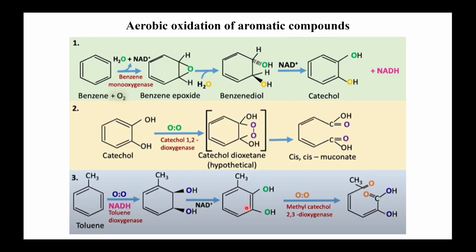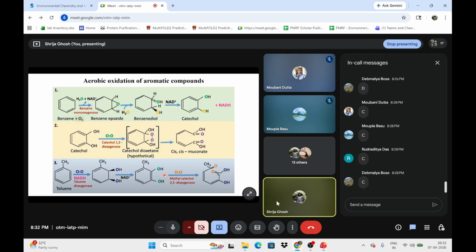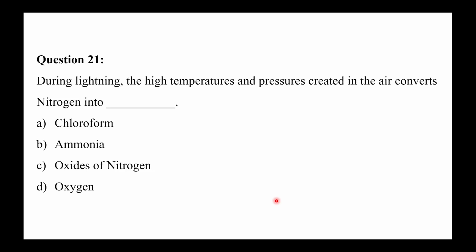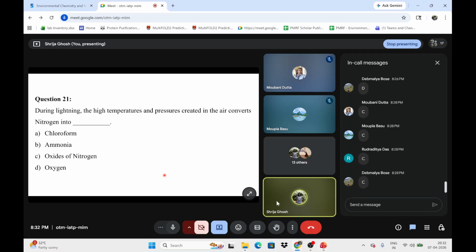Okay, so once 2 OH groups are added, this is called catechol. And then that catechol, methyl catechol, will be there. So this is catechol and one methyl group is there. So methyl catechol dioxygenase will further oxidize these OH into carboxylic acid groups. Okay. Is this clear? If you have any question or any doubt, please let me know.